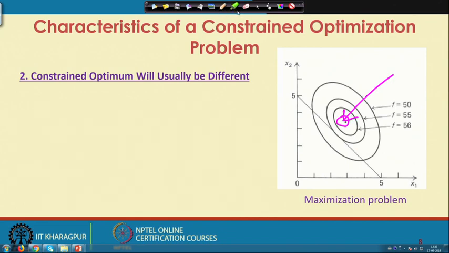So, now if this is my feasible region, my constrained maximum will be this point. Because note that this contour represents a higher function value than this contour. So, constrained optimal will usually be different, but not necessarily so.